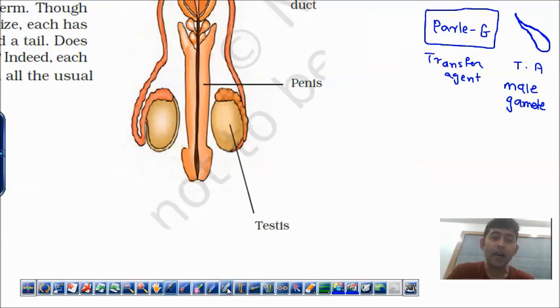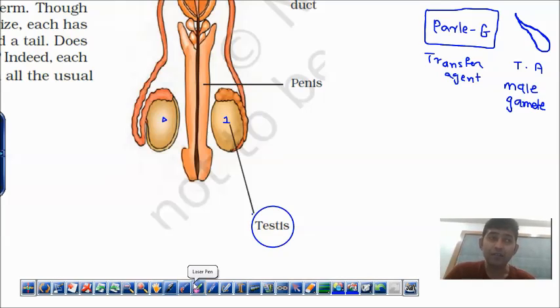Testes are the 2 factories where sperm production takes place. Parle-G बनती है पार्ले की फैक्ट्री में, वैसे sperms बनते हैं टेस्टिस में. This is factory number 1. This is factory number 2.